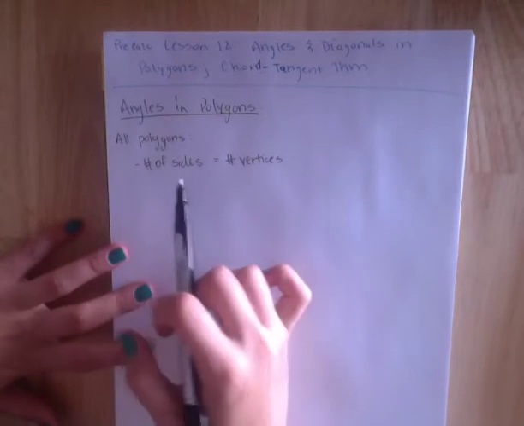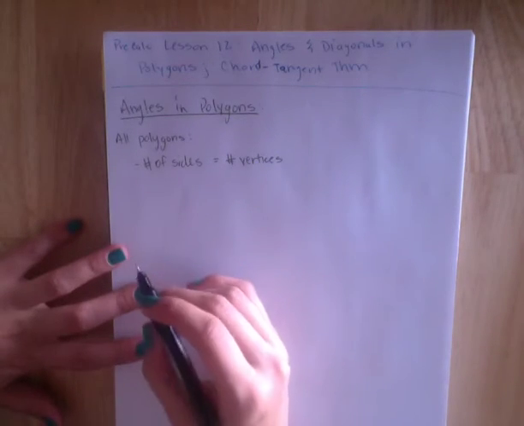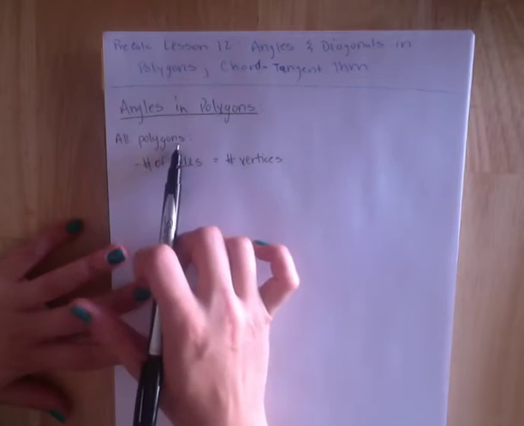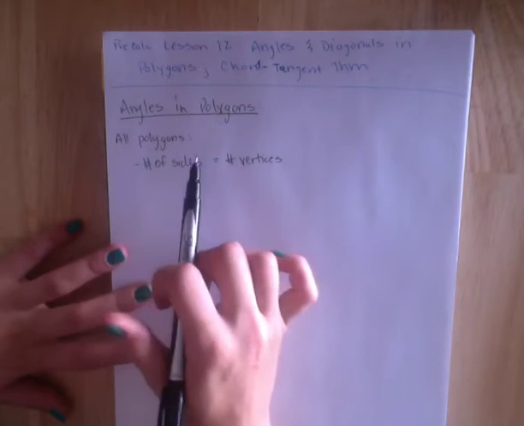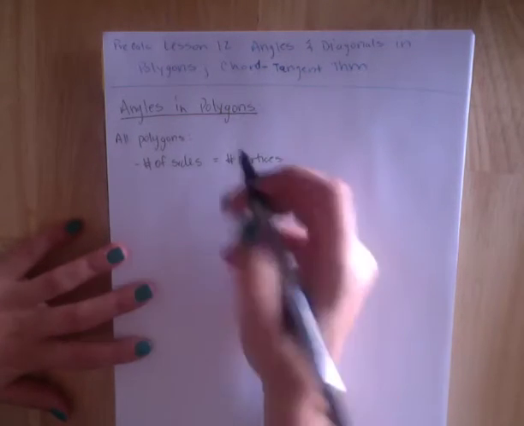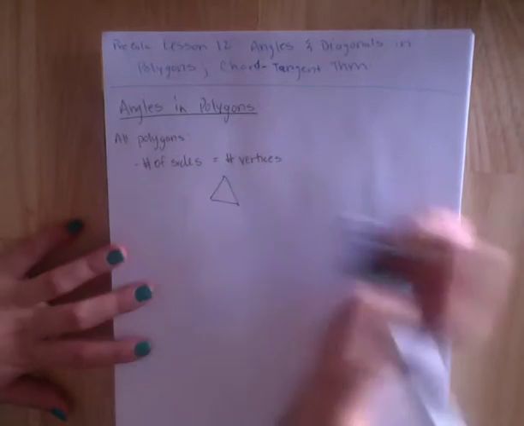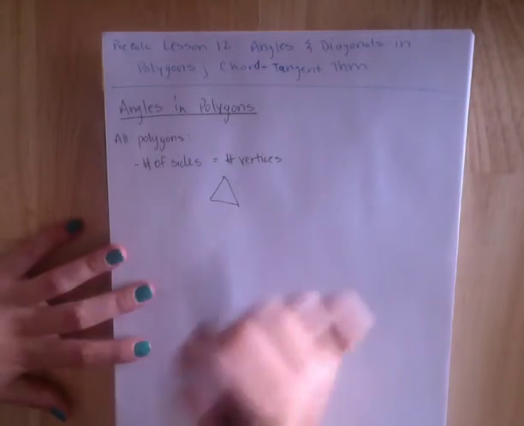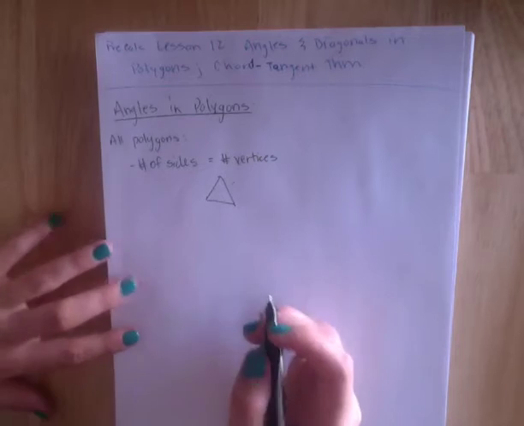In all polygons, the number of sides is the number of vertices. So a polygon is a shape with multiple sides, okay? And vertices are like our corners. So in a triangle, we have 3 sides and we have 3 corners.